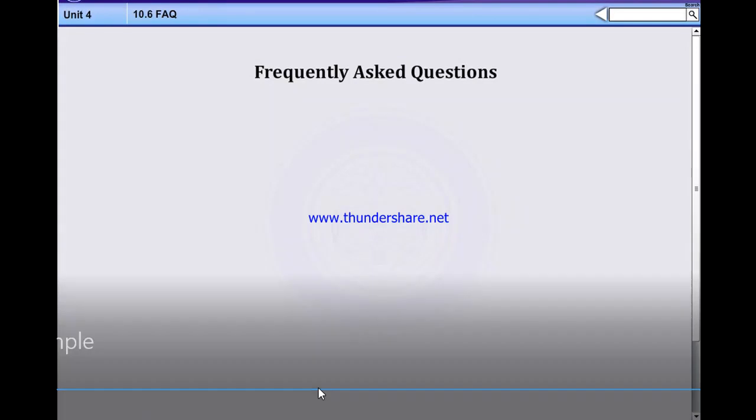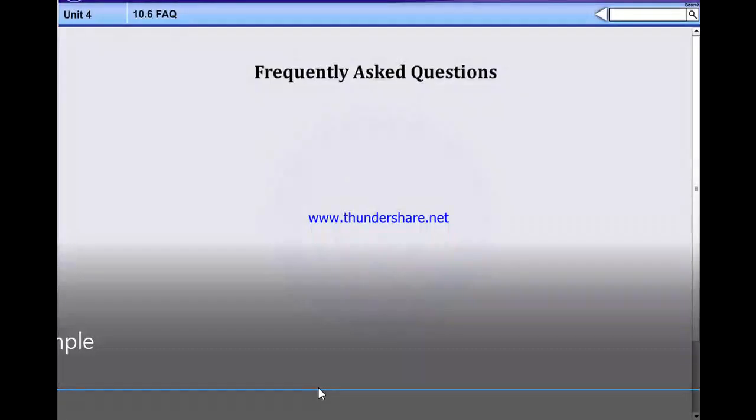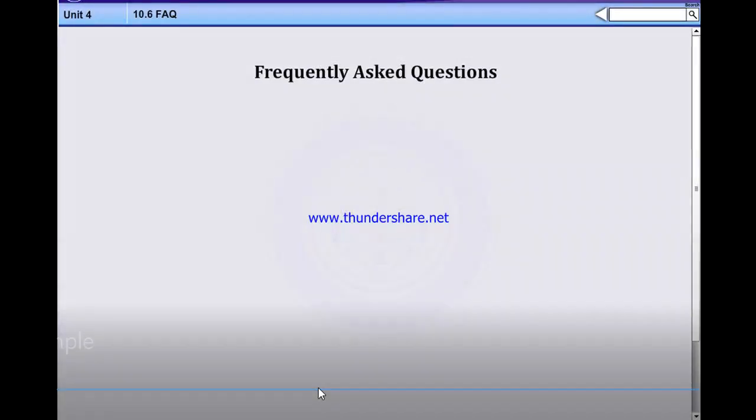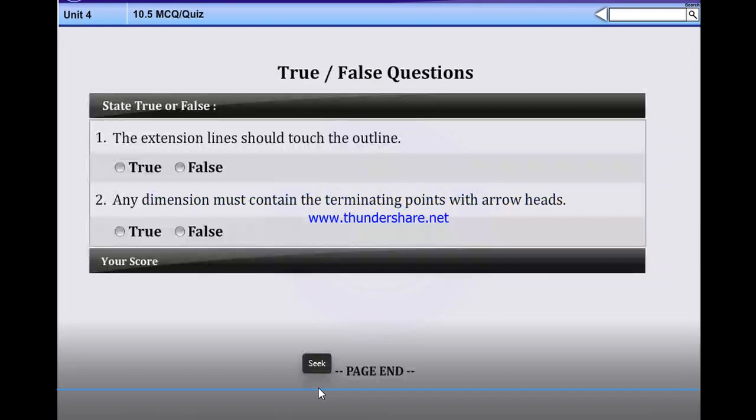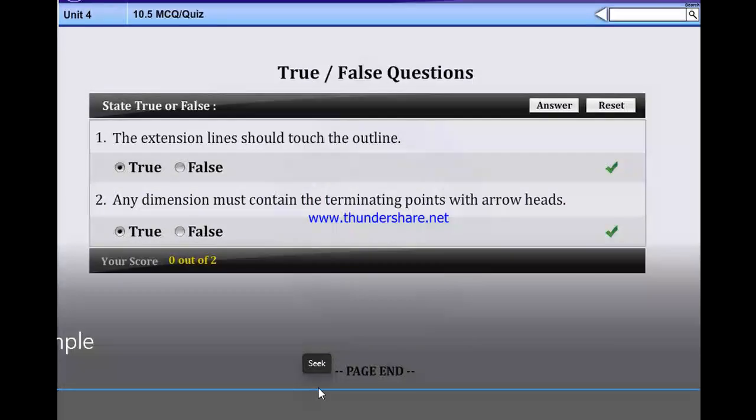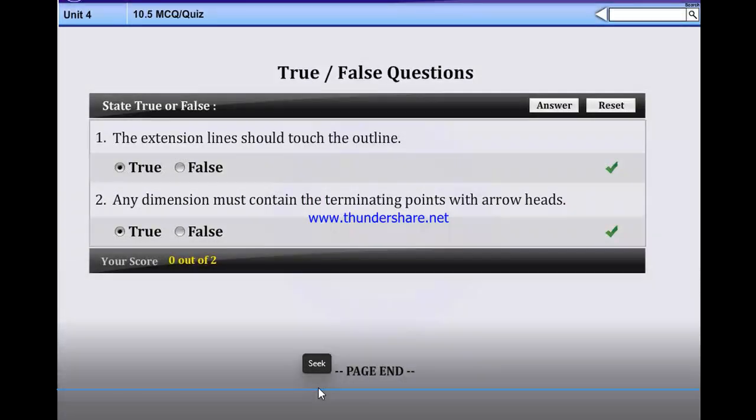Now let us find out some frequently asked questions. True or false? The extension line should touch the outline. Whether it is true or false, it is true. Extension line should touch the outline.